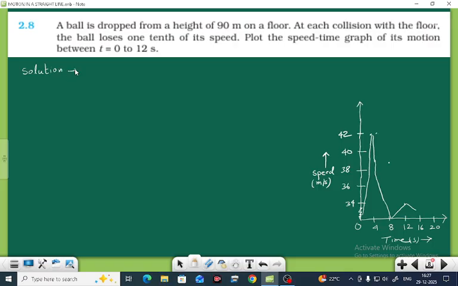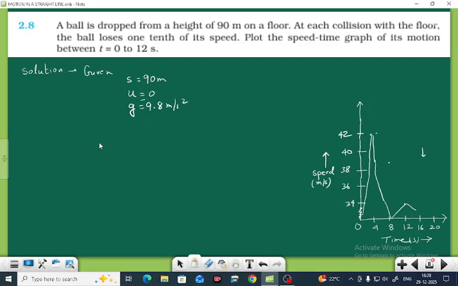First, write what is given. The height is given, that is the distance s. S is equal to 90 meters. A ball is dropped, that means the initial velocity u is equal to 0. Acceleration is 9.8 meter per second square, in the downward direction, so it will be minus g, therefore minus 9.8 meter per second square.